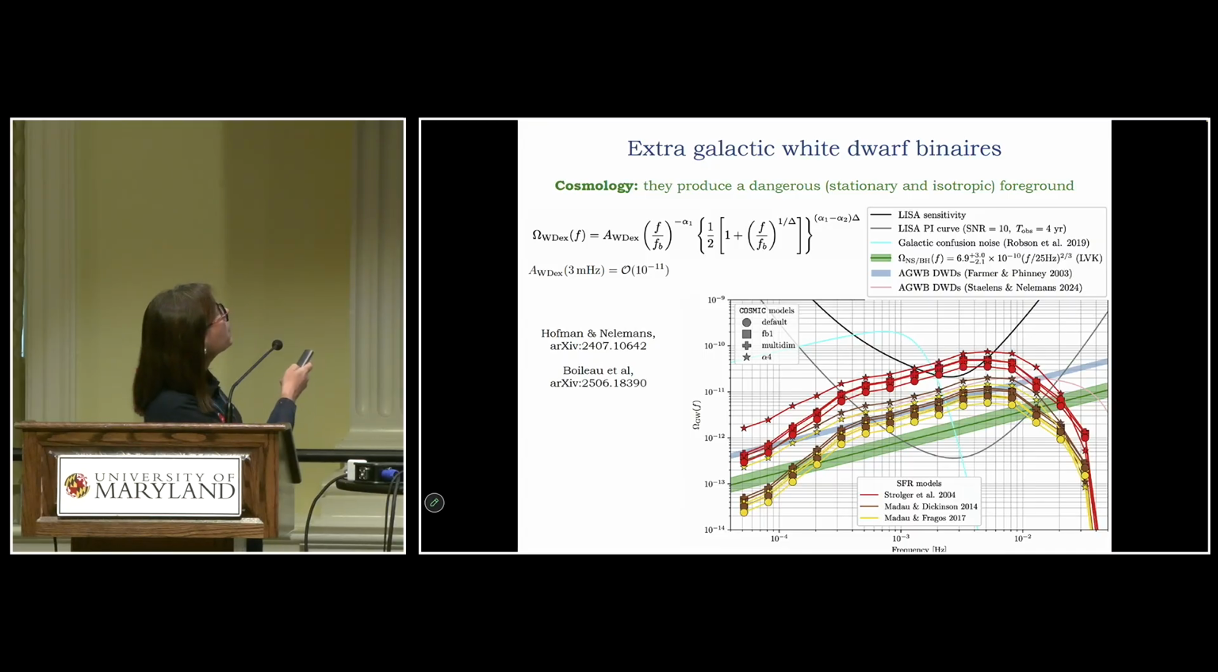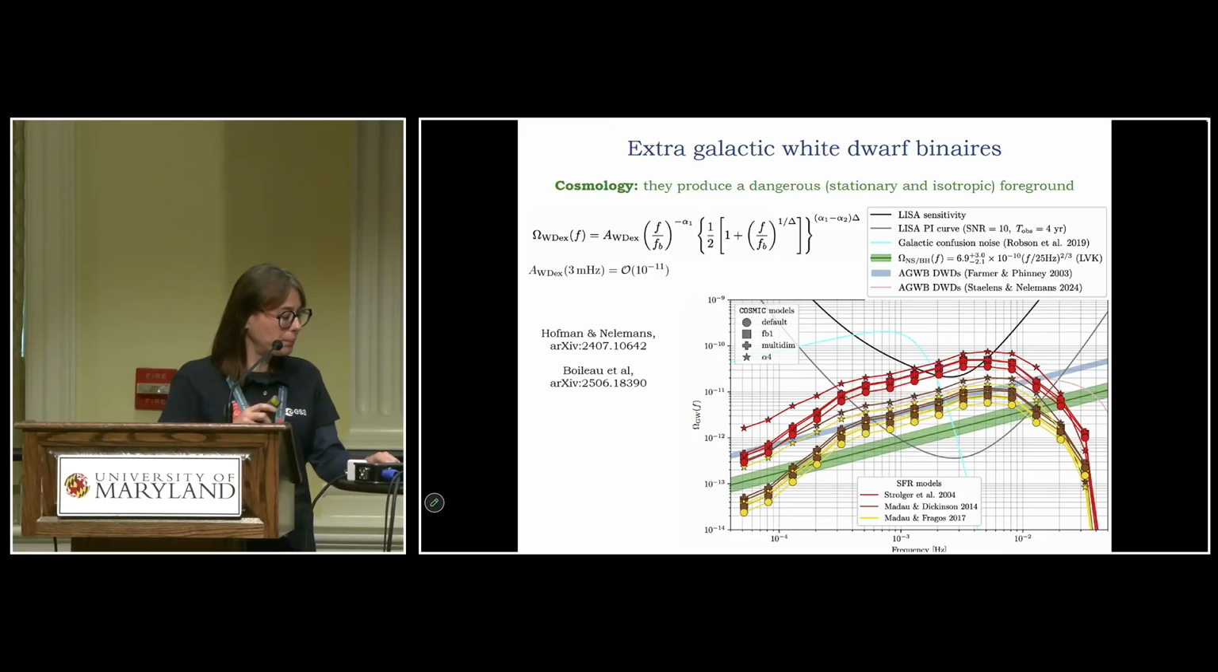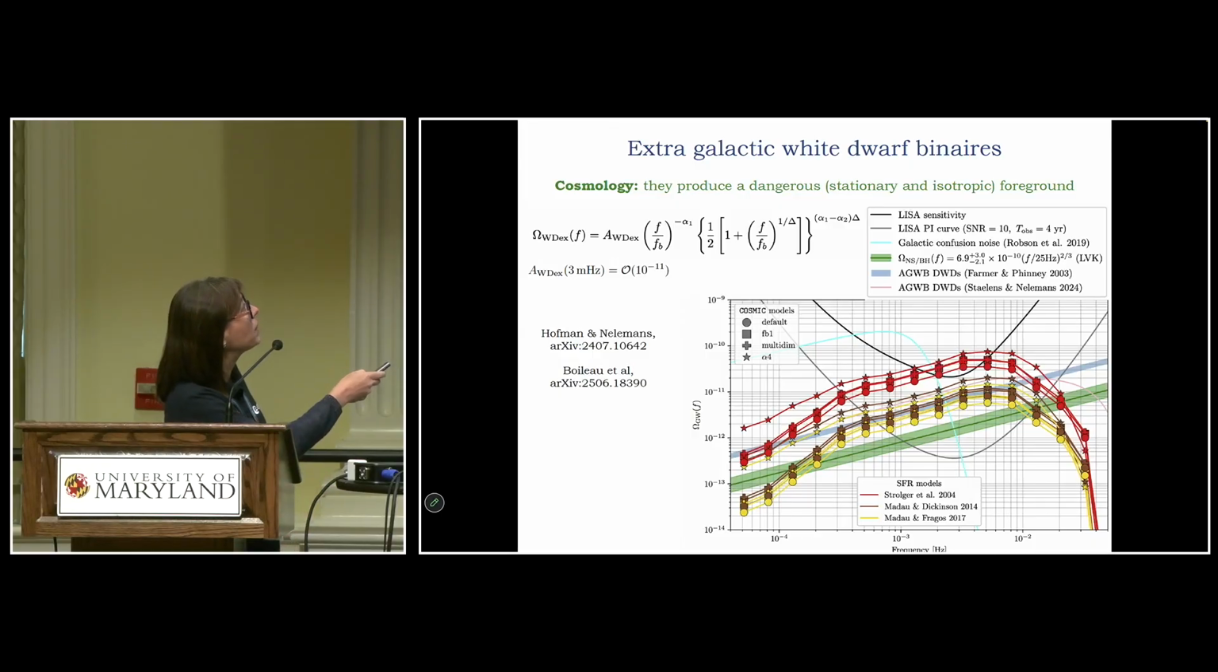So from this paper here, I've taken this cartoon in which you see the variability that one can have on this foreground depending on the population assumption, and they propose this particular parametrization for the spectral shape. And so you see that for some models, this particular foreground actually touches the LISA sensitivity, while this is the power law integrated sensitivity.